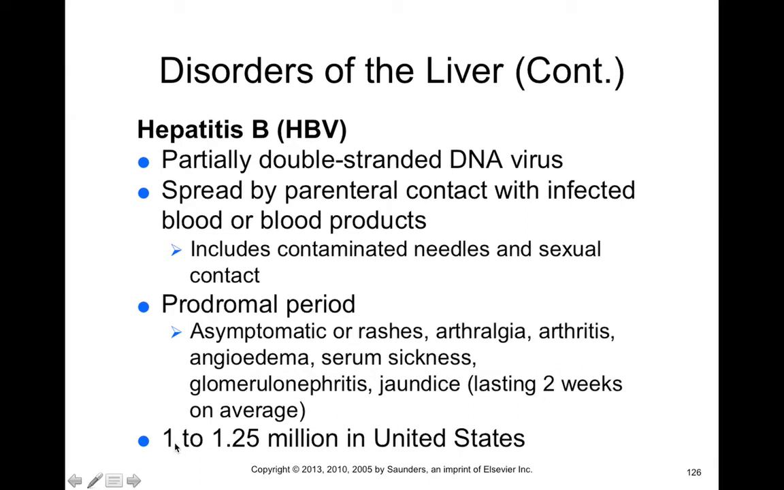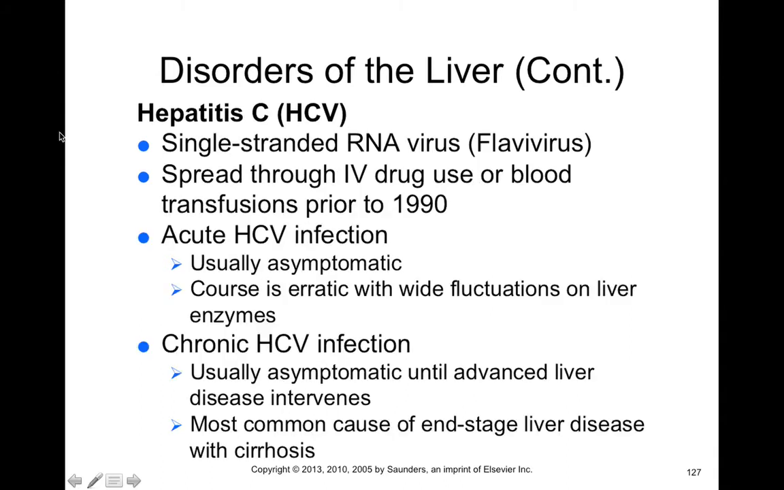And this affects about 1 to 1.25 million people in the United States. So remember, it's actually spread by needles and sexual contact. Now with hepatitis C, it's an RNA virus, of the flavivirus family, and it's spread through IV drug use. And prior to 1990, we didn't have an effective way to screen for hepatitis C in blood, so if you received blood transfusions before 1990, there's a risk that you could have contracted hepatitis C from that transfusion.